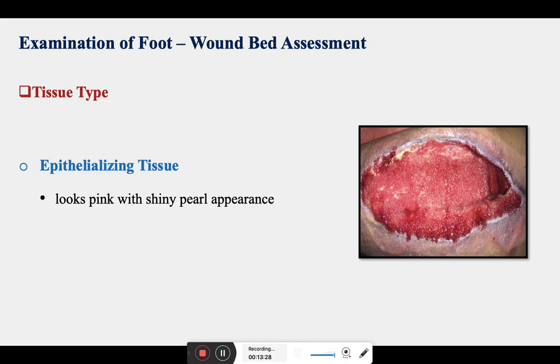Epithelializing tissue. Now, as you can see from the margins of the wound, epithelializing tissue looks pink with a shiny pearl appearance. Now, this is a typical picture of a patient where epithelialization is coming up.